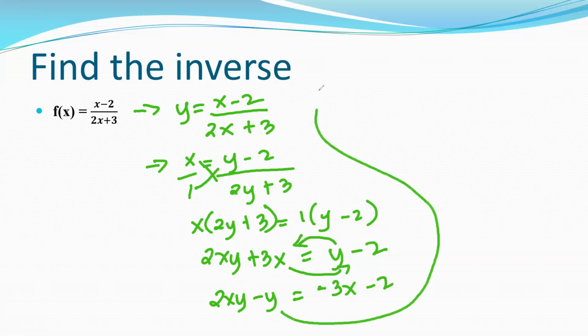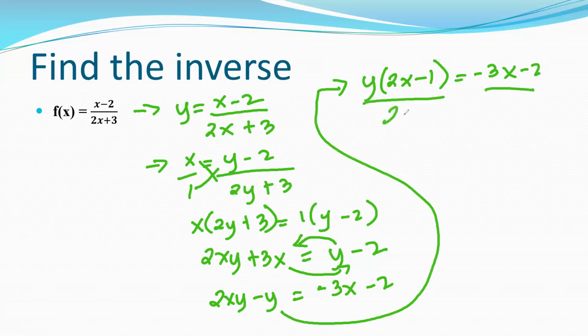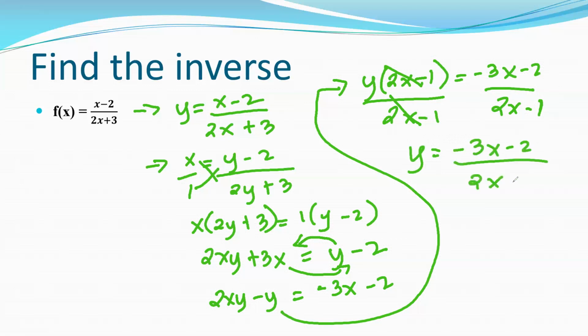So let's just try to solve this one in here. So y(2x minus 1) is equal to negative 3x minus 2. Since we're solving for y, we need to divide both sides of the equation by 2x minus 1 so that we can remove the 2x minus 1 where the y lies. So this one will be cancelled. So y is equal to negative 3x minus 2 over 2x minus 1.